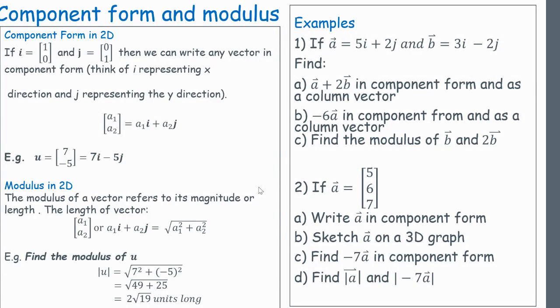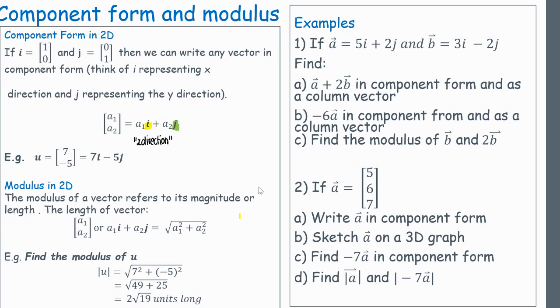So with vectors, we can denote the column vector 1, 0, or moving 1 unit to the right. We can call this vector i. We can also call a vector 0, 1, where we're moving one component up, as vector j. Hence, we can rewrite any vector in component form, which is basically writing it in terms of i and j.